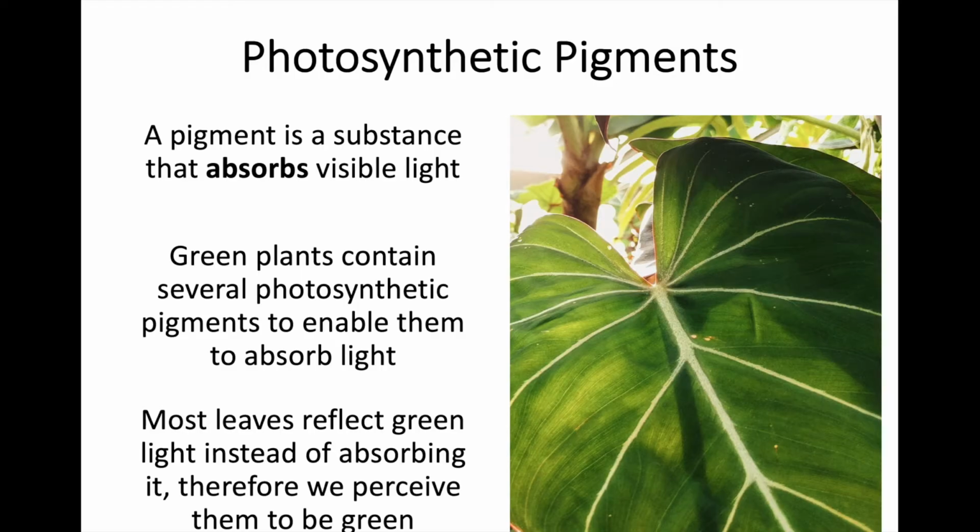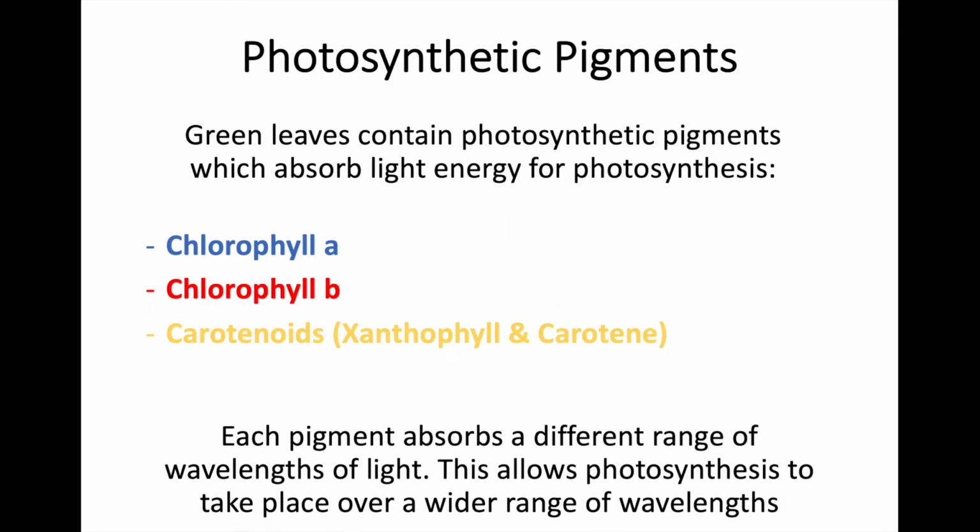Now, green plants contain a few different photosynthetic pigments, and what that does is it enables them to absorb different wavelengths of light, which is what we're going to focus on just in a moment. However, most leaves actually reflect green light. A lot of the green light that hits a plant is reflected off instead of being absorbed, and because of that we perceive them to be green. So quite an easy way to remember what's the part of light that the least is taken in by a leaf. You think of a leaf as green because that light is being bounced off, it's being reflected.